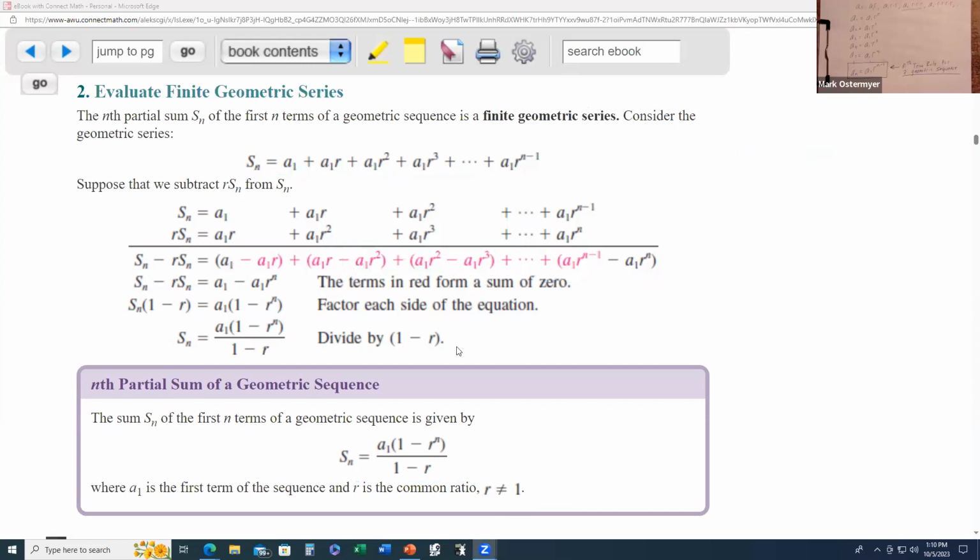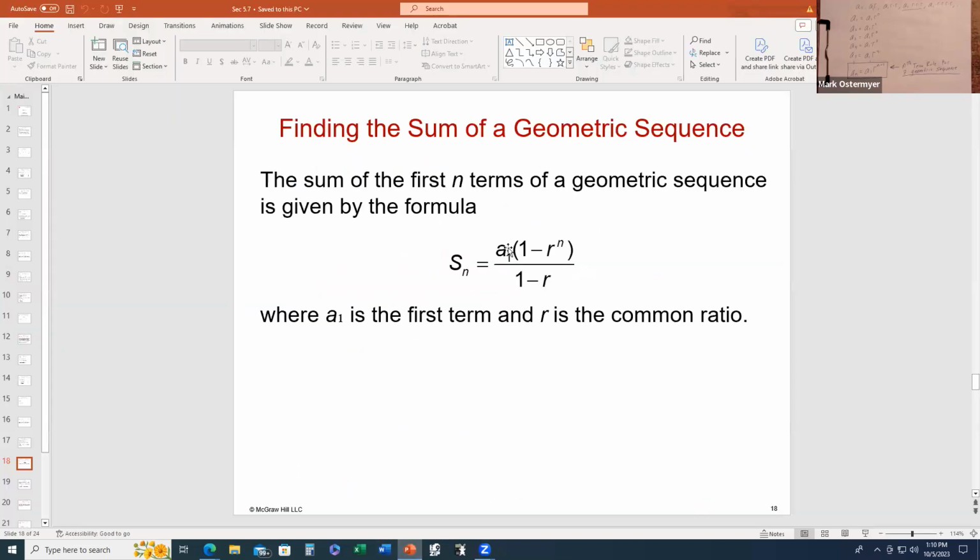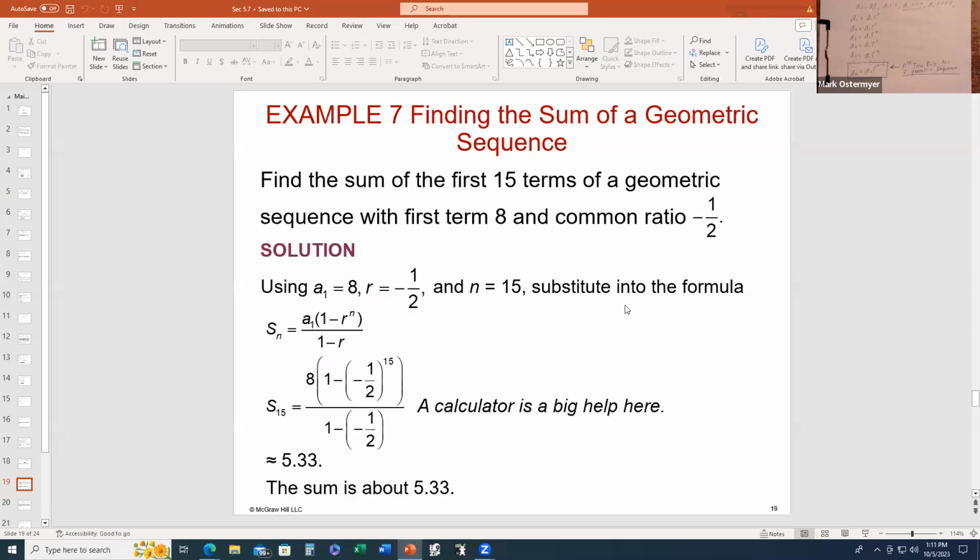You're not responsible for that derivation. I just thought I'd show you where it comes from. Okay. And there it is. But this is a formula worthwhile memorizing. This gives you the sum of the first n terms of a geometric sequence there. Okay. And let's use it.